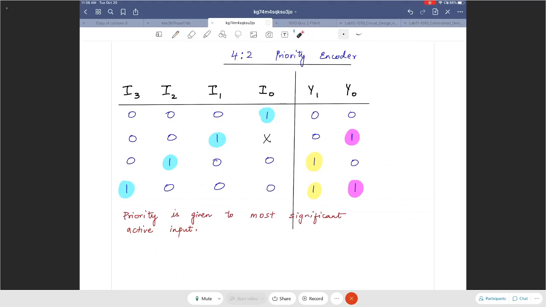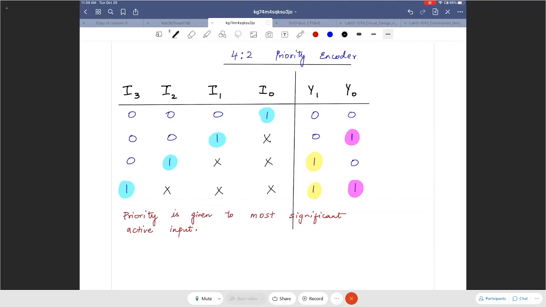So if I1 is active, you would give I1 the priority. You would not give I0 any importance. You would encode that as 0, 1. Next case, these three. X doesn't matter, doesn't matter, doesn't matter.